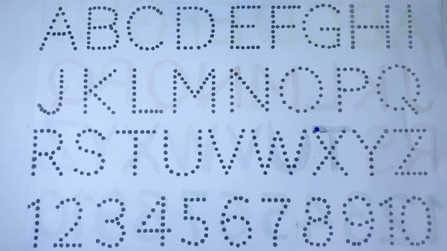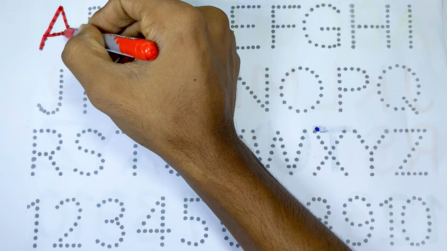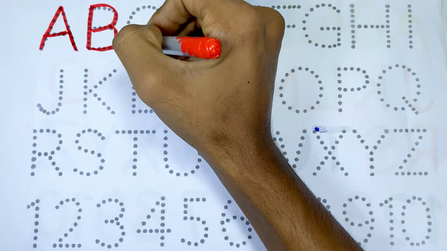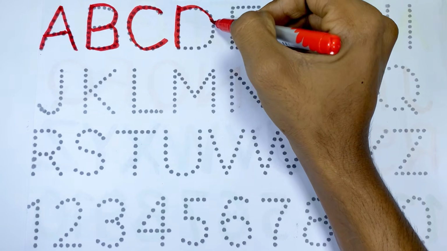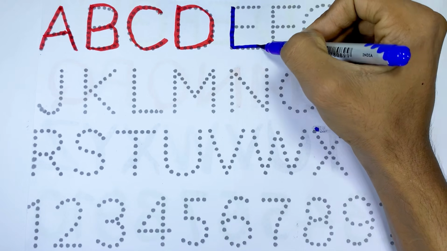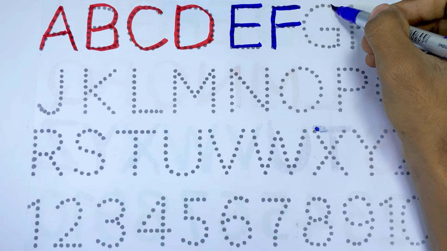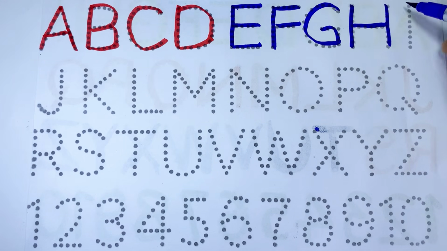So kids, now you draw A. A for apple. B for ball. C for cat. D for dog. Kids, so now you draw E. E for elephant. F for fish. G for goat. H for horse. I for ice cream.